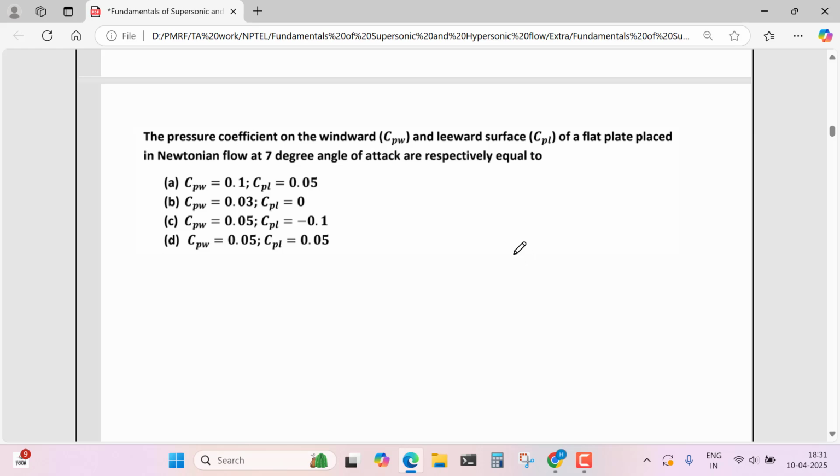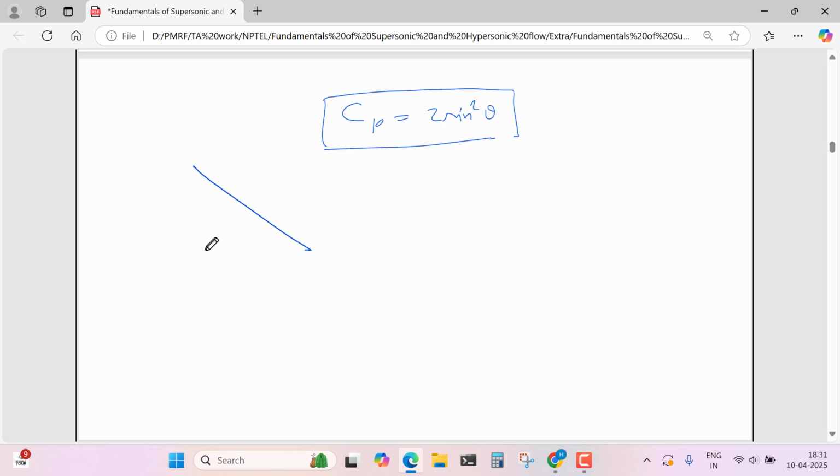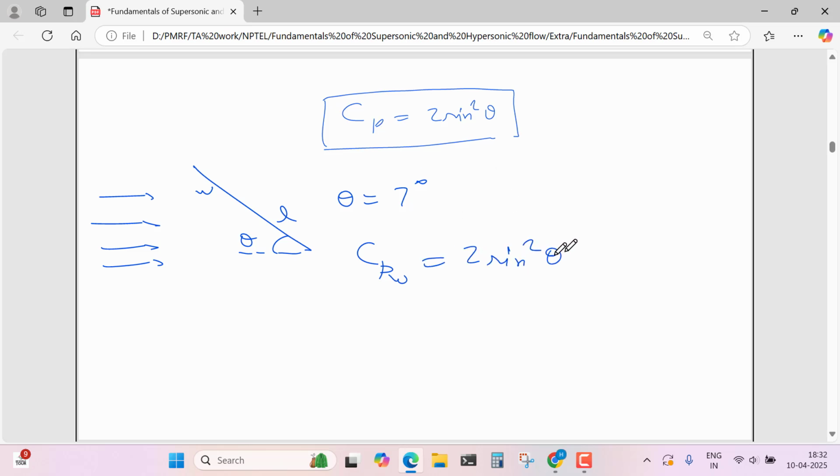Now in the problem, there is a plate which is kept at angle theta equal to 7 degrees. And this is the windward direction and this is the leeward direction. So CPW, which we have already seen from the formula, will be 2 sin square theta, which is nothing but 2 sin square 7 degrees. So if we put this value in the calculator, we get 2 into 0.1219 square.